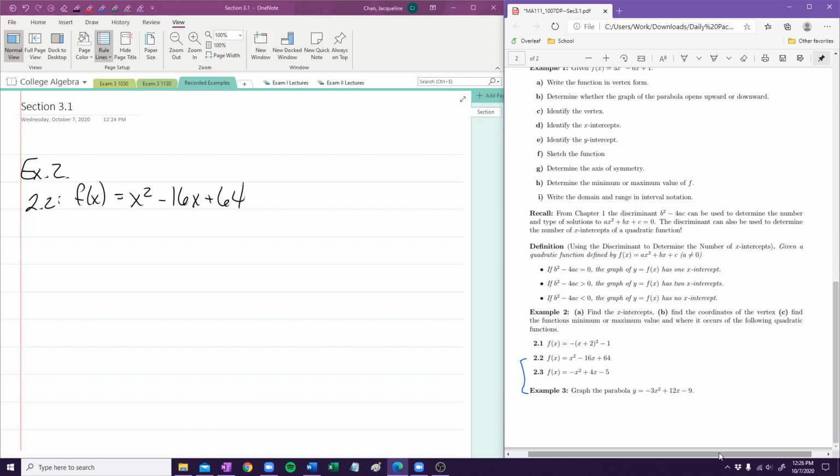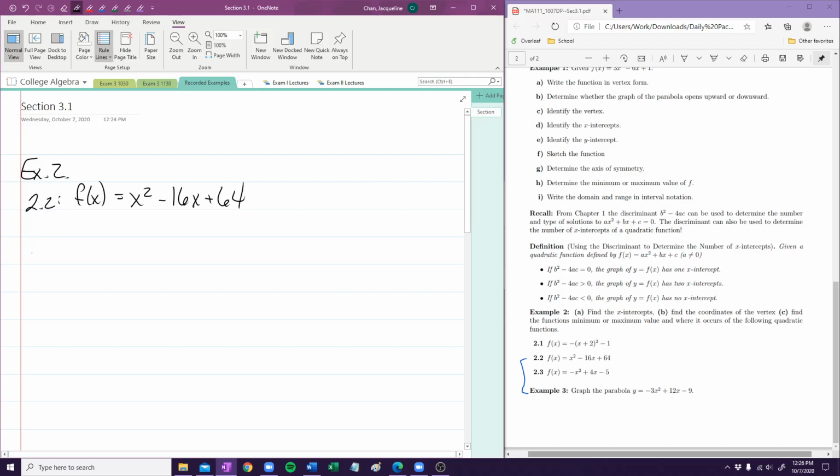Alrighty, so now let's finish up example 2 and example 3. So example 2, which is 2.2, we are given f of x equals x squared minus 16x plus 64, and we're going to find the following three things. It's not asking us for vertex form, but just so you guys can see more examples, I'll go ahead and show you the vertex form.